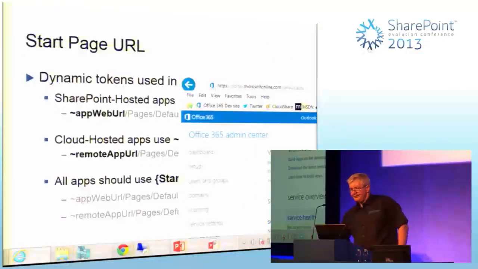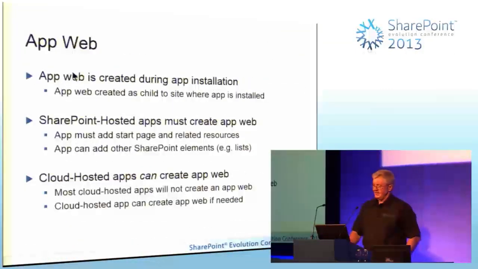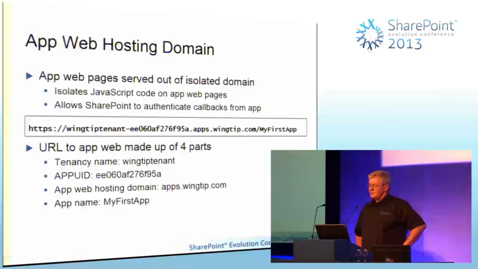Okay, now, some of the other things that you're going to note here is that the app web gets created during app installation. Okay, makes a lot of sense. And let's say that I have a site, which is the site I'm installing it, which is http://internet.wingtip.com. So let's say that it creates this child site for the app web, and you might expect it to be at internet.wingtip.com/appweb1. Turns out that it's not that straight ahead. So when you look at the URLs, they're going to take on this strange form.